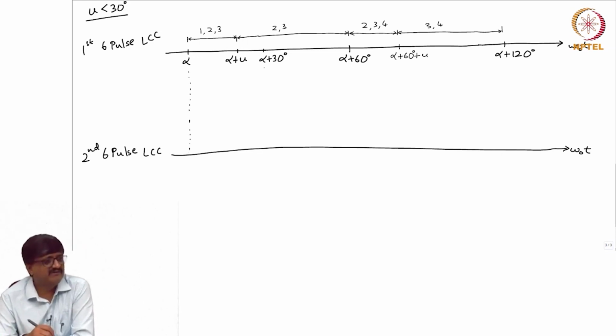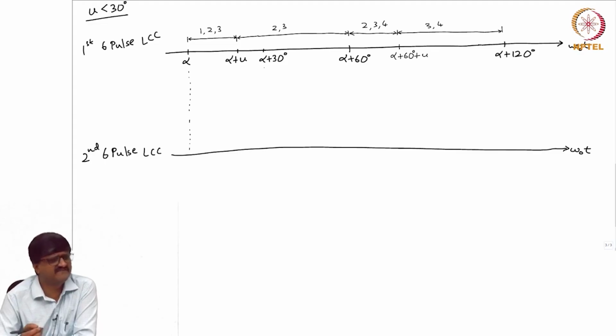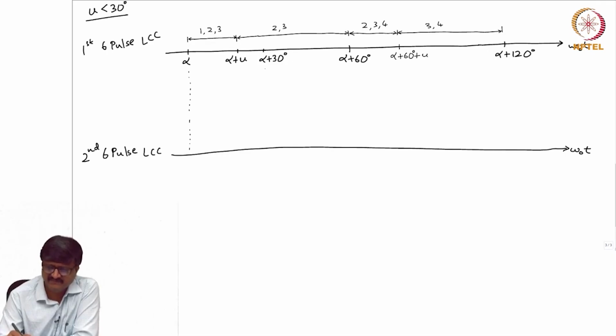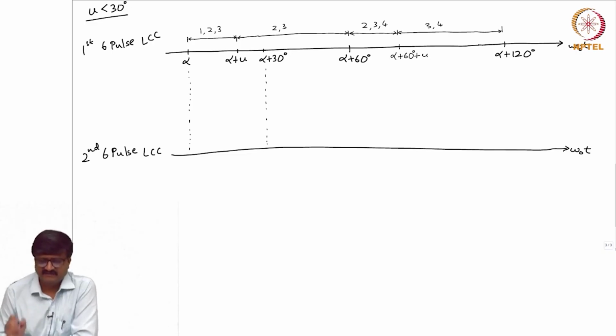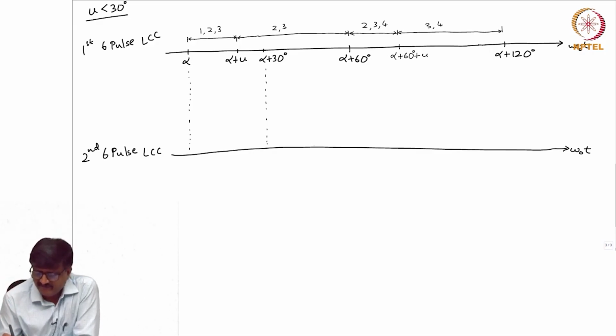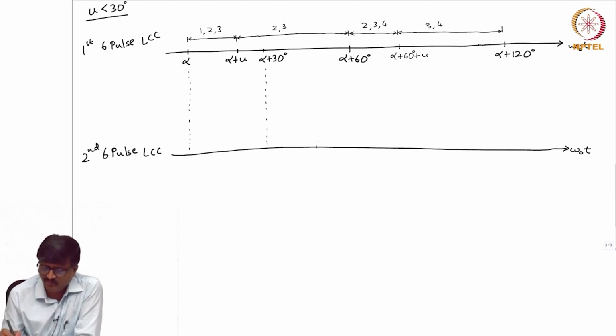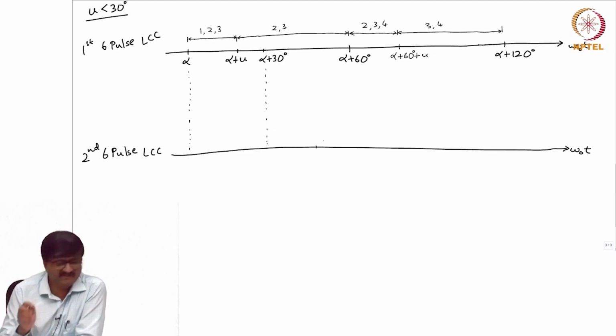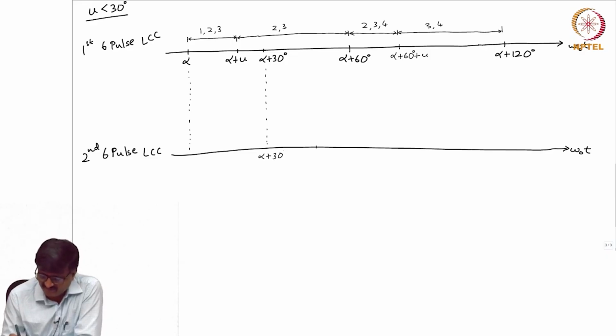Now, I will also number the second 6 pulse LCC thyristor valves as 1, 2, 3. There should be no cause of confusion because I am showing them separately. So, that is why I am showing separately for second 6 pulse LCC. Now, when is the valve 3 of the second 6 pulse LCC turned on? Alpha plus 30. Then, if I take u, again u will be same for both 6 pulse LCCs. So, if this is alpha plus 30 degrees, this is alpha plus 30 degrees plus u.